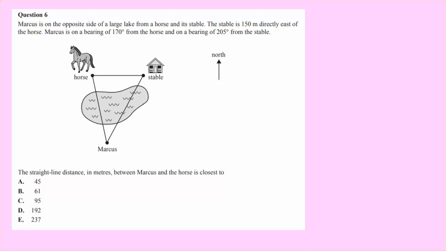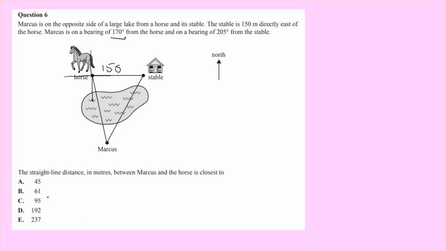Number 6. Marcus is on the opposite side of a lake from the horse and the stable. The stable is 150 metres directly east of the horse. There's 150 between them. Marcus is on a bearing of 170 from the horse and on a bearing of 205 from the stable. So I'm going to add my little compass rose there.